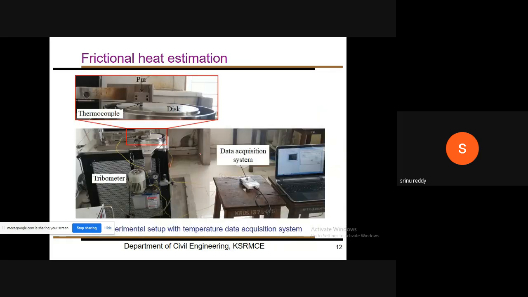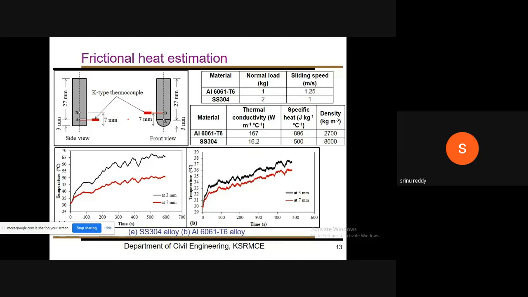While measuring the temperatures, this is the experimental setup. This is the data acquisition system to measure the temperature. These lines you are seeing are thermocouple wires. In the magnified view, above the top of the contact at 3 mm, one thermocouple is arranged. In the perpendicular direction on the other side, another thermocouple is there. From these two wires at 3 mm and 7 mm, we measured temperature. Here in this schematic view, you can see exactly where we are measuring temperatures.